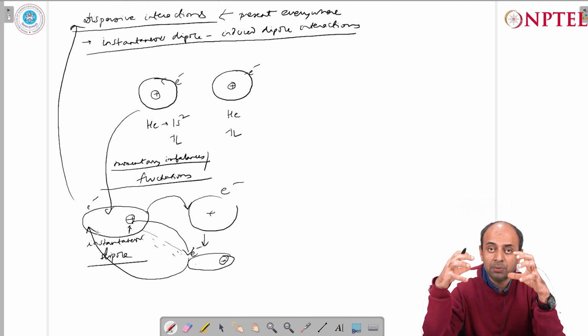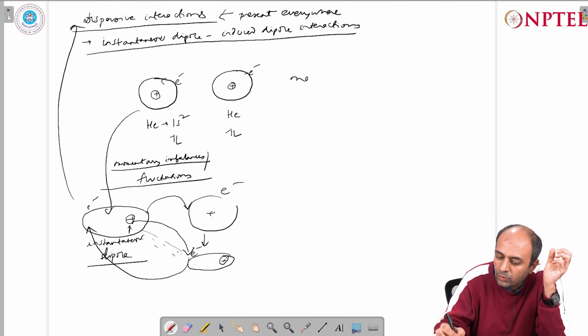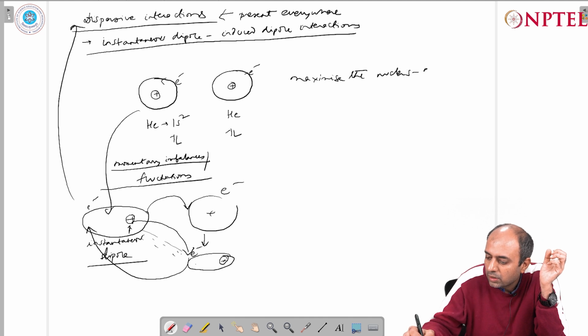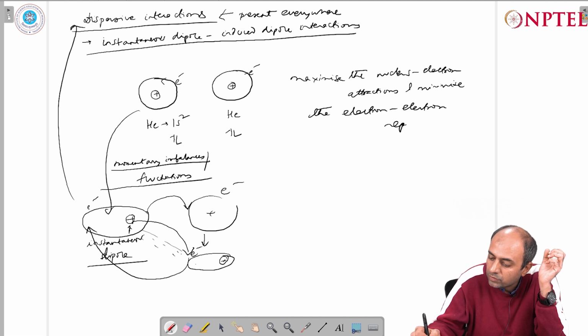So if you talk about atomic level interactions, you would like to maximize the nucleus-electron attractions and minimize the electron repulsions.